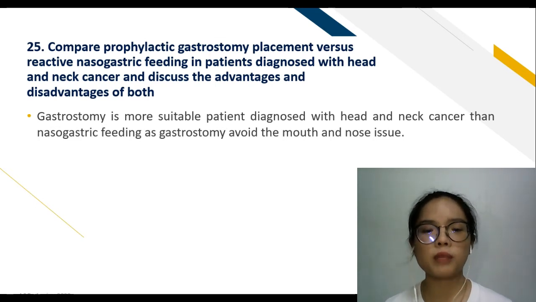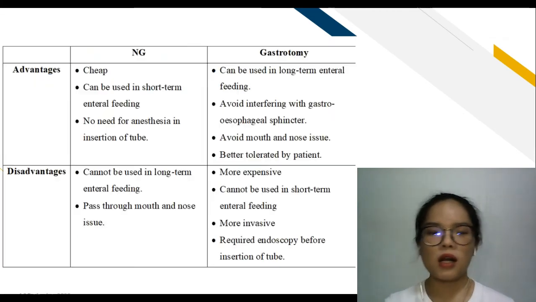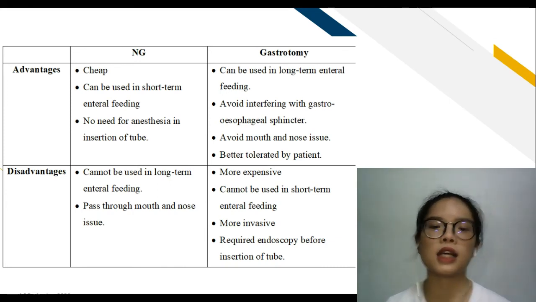Gastrostomy is more suitable for a patient diagnosed with head and neck cancer than nasogastric feeding, as gastrostomy avoids the mouth and the nose issue. Okay, this table shows the advantages and the disadvantages of nasogastric feeding and gastrostomy.